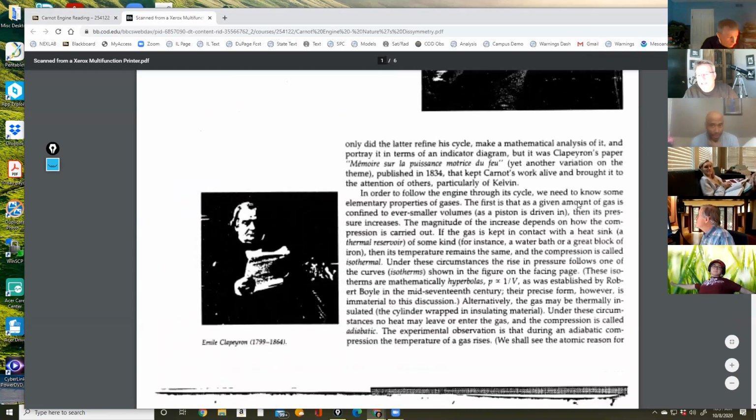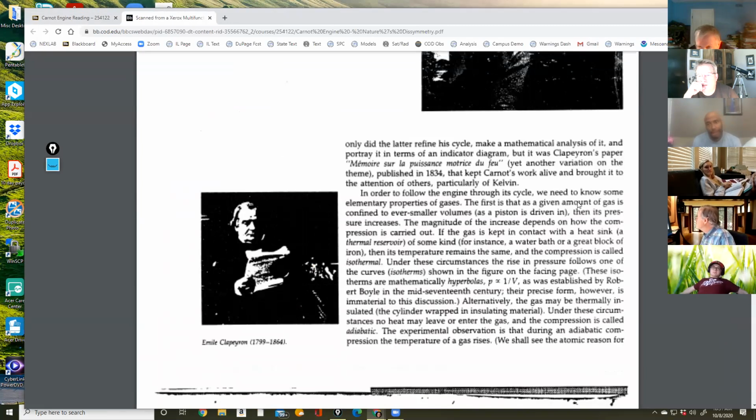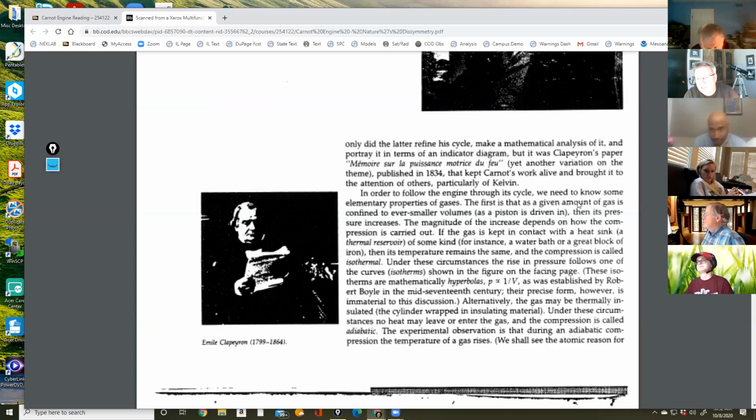In order to follow the engine through its cycle, we need to know some of the elementary properties of gases. Under these circumstances, the rise in pressure follows one of these curves, isotherms shown on the figure on the facing page. These isotherms are mathematically hyperbolic. So remember I said I don't know what the shape of this thing is, well, it's a hyperbola, because pressure is inversely proportional to the volume, which was established by Robert Boyle, which is an isothermal process. So that's Boyle's law. That's mid-17th century, the 1600s.